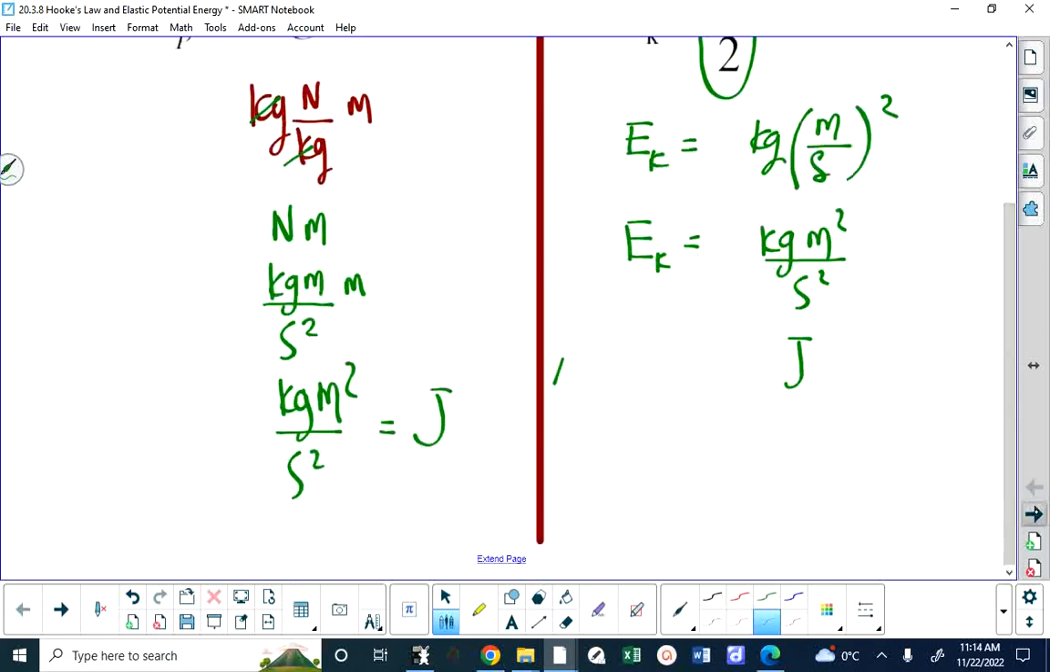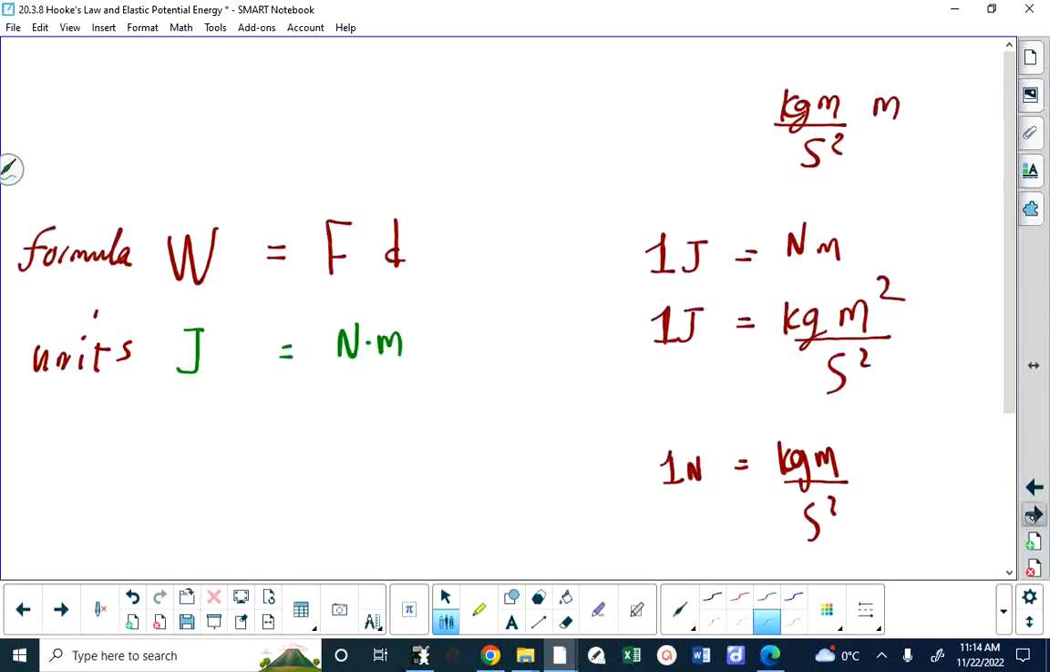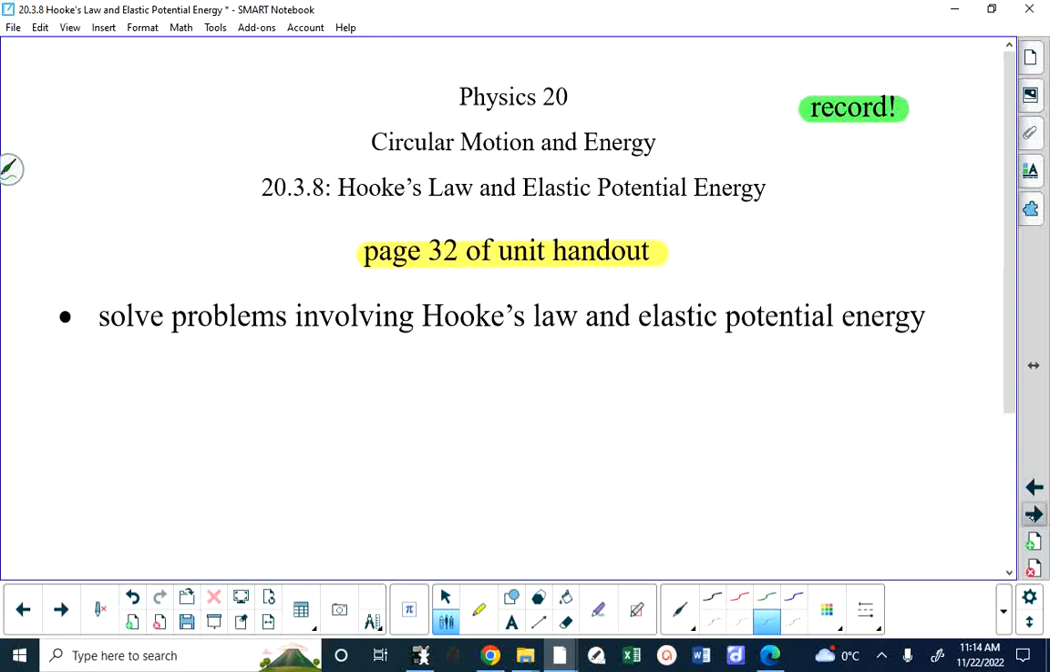I did want to get that out of the way, and today was a day that I feel it fit nicely. So we're going to look today on page 32 of your unit handout. This is the next lesson, which deals with something called Hooke's law and elastic potential energy. Elastic potential energy is energy that's stored due to the elastic nature of a system.